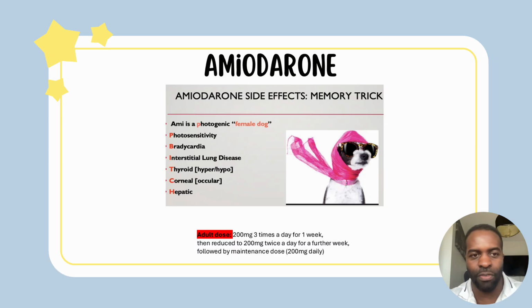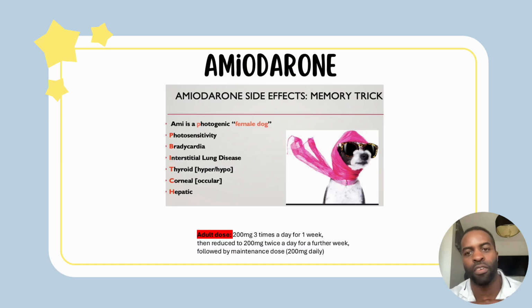So next one I'm going to look at, I've gone through that slide very fast, but yes, the next thing, once you've learned digoxin, the next thing I want us to look at is amiodarone. Amiodarone, again, a drug that gets tested quite a lot. And the mnemonic I normally use, you need to know the side effects, is Amy is a photogenic female dog. Just being decent here. But you can see my mnemonic is PBITCH. So photosensitivity, bradycardia, interstitial lung disease, thyroid, and that could be hyperthyroidism, and it could also cause hypothyroidism.